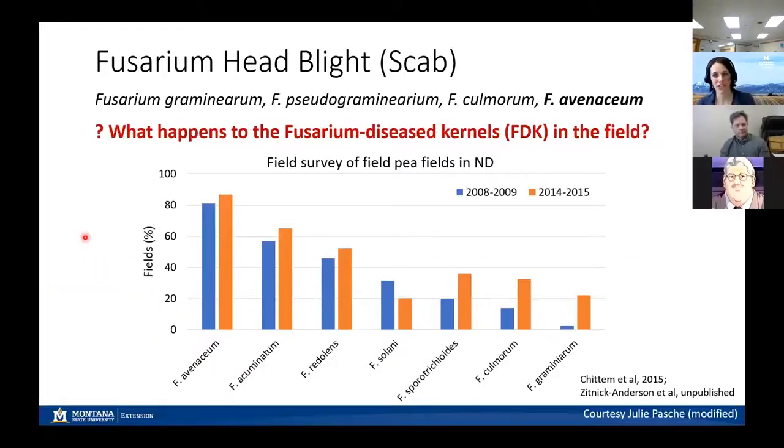And so the reason why she asked this question is because, for one, she found that Fusarium avenaceum is a very widespread and common pathogen that causes Fusarium head blight. At the same time, we also know that Fusarium avenaceum is one of the most prevalent pathogens that causes root rot of peas. And so if you have a crop rotation where your wheat or your barley is followed by peas, does separating the Fusarium diseased kernels from your grain harvest and leaving them in the field increase the risk of Fusarium root rot in your subsequent pea crop?